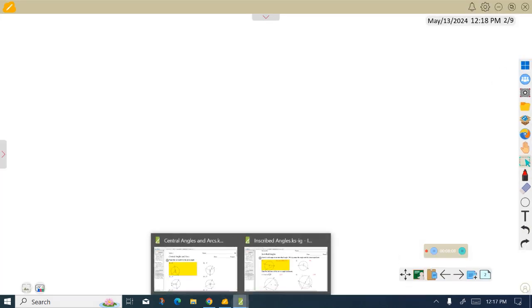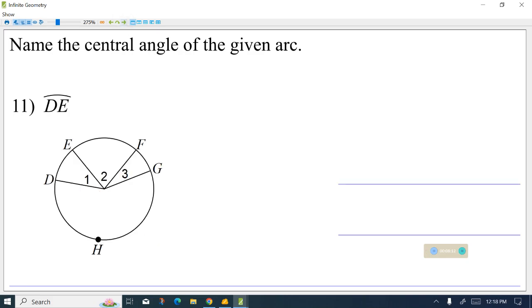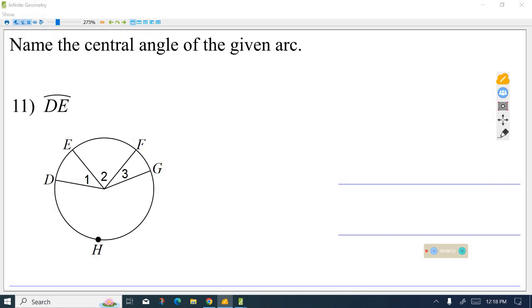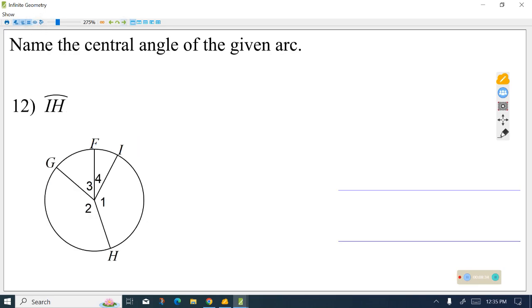We're getting through this part of central angles. If you think about this problem right now, you can pause the video and try to figure out what you think the answer is for number 11. As we look through, the central angle of this arc is angle 1. Again, follow it back to the center. If we look at IH, you should be able to make a choice. What do you think the central angle is for IH? I'm hoping that you can see that it is angle 1. Move on to number 13.